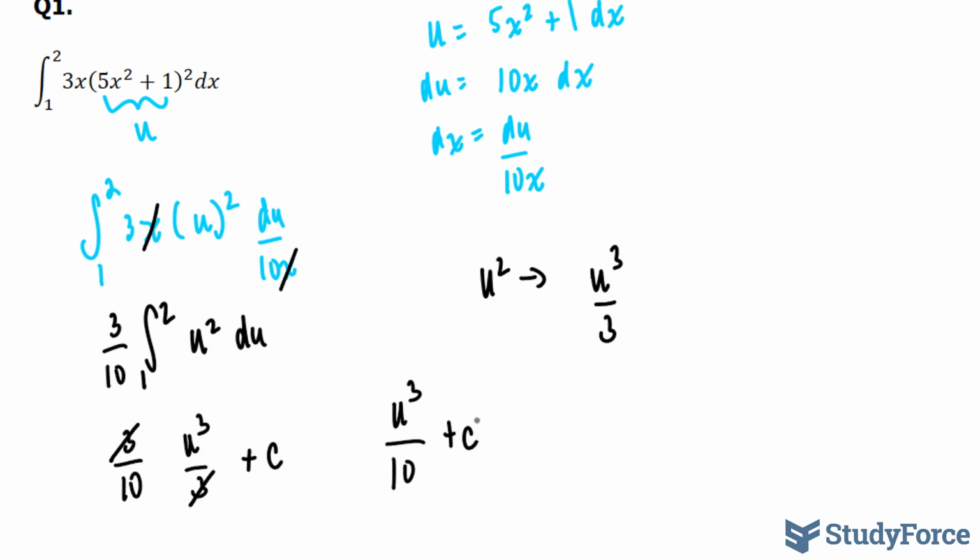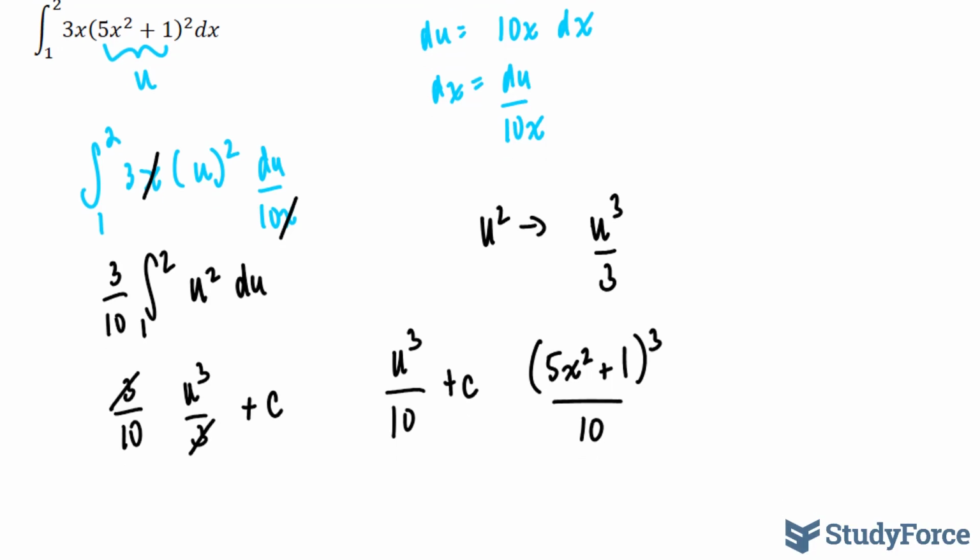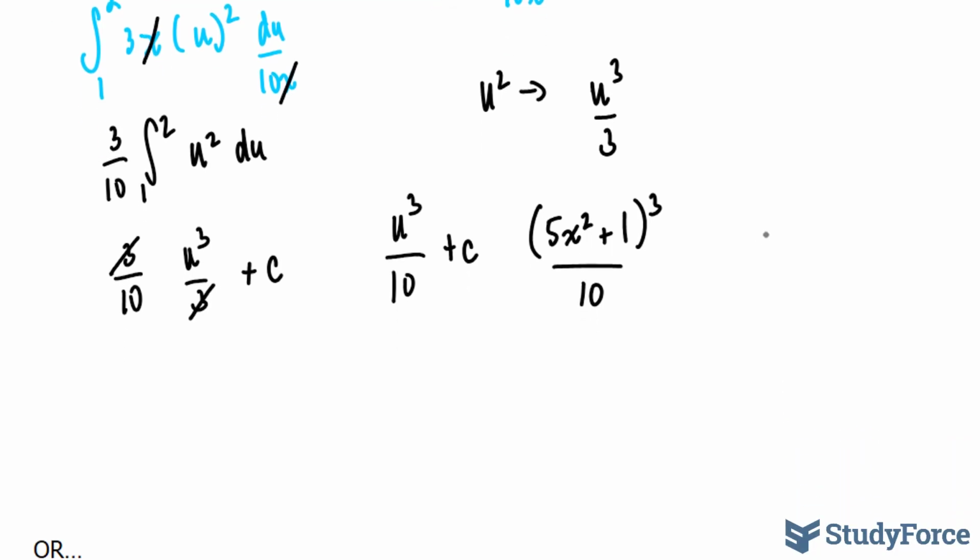The next step is to bring back what we set u equal to. And if we do that, we have 5x squared plus 1 to the power of 3 over 10. And now we will evaluate this at both 1 and 2. So let's do that. Let's evaluate it at 2 first, since we do have to subtract the antiderivative of the lower limit from the antiderivative of the upper limit.